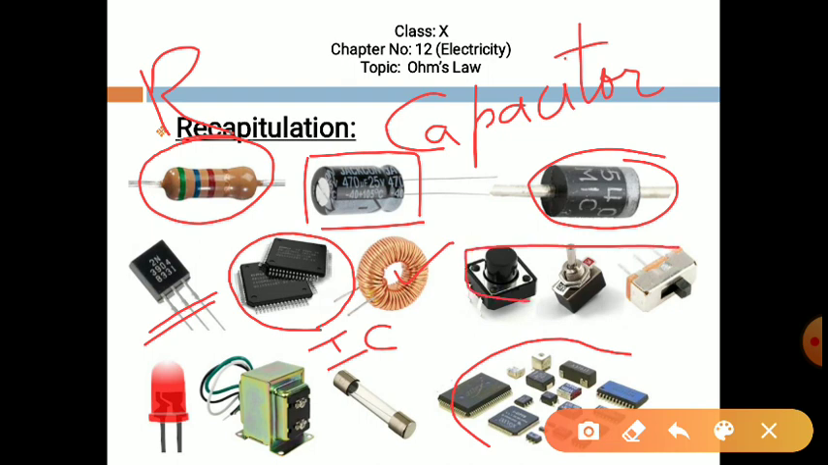These 3 are the switches. This is a very common, you all know, LED, light emitting diode. This is relay. Relay is a magnetic switch, magnetic on off, and this is, you may find out in each and every electrical appliance, electronics appliance, fuse.